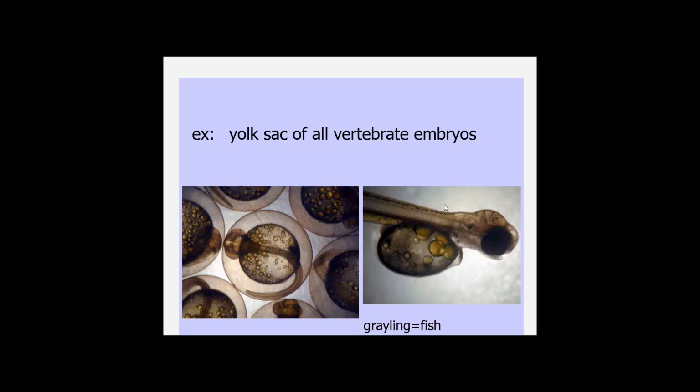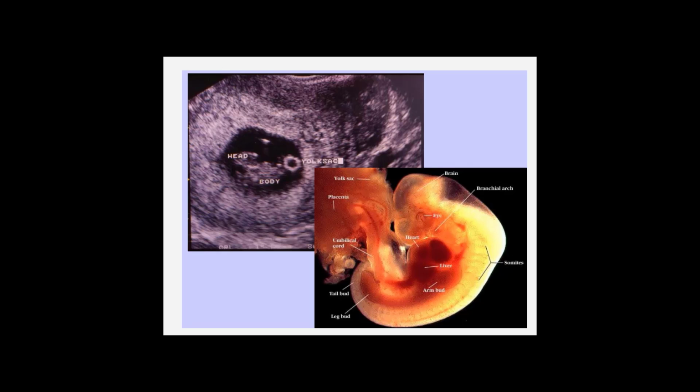However, what's quite interesting is if we look at humans, now humans, our embryos are primarily nourished with the placenta. However, if we look at you, or if we looked at you early in your development, what we would see is that you too had a yolk sac.